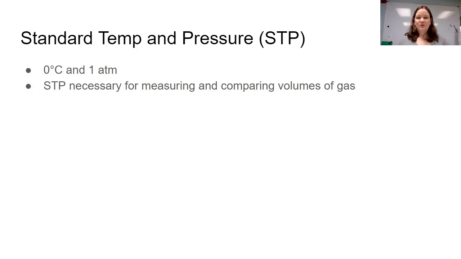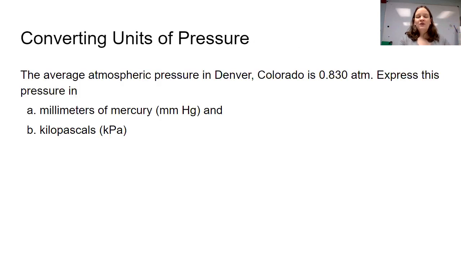Otherwise, really what we're measuring doesn't matter. There's no real significance to it, except, well, there's probably some situation where there's significance to it, but when we're comparing the volume of a gas, we need to be measuring it at the same temperature. So the standard for chemistry is 0 Celsius and 1 atmosphere. Okay, so we're going to convert.